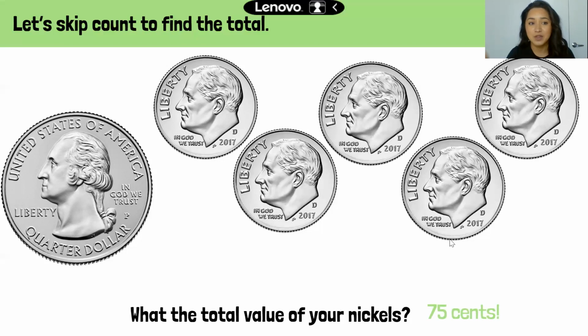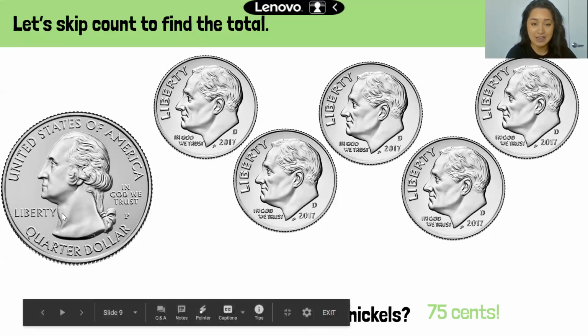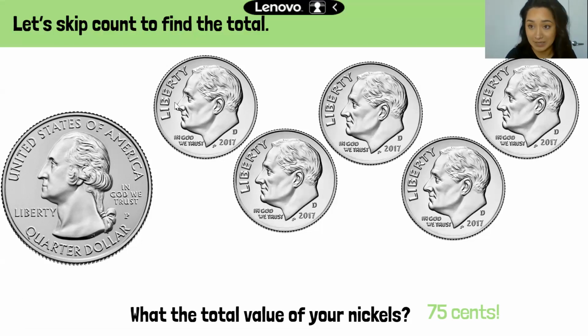So now that we've learned how to skip count, we need to now practice counting on. So we start with one number, just like 25, and we have to count on from that number. So we had 25 plus 10 cents, 25, 35, 45, 55, 65, 75. Counting coins and counting money is always counting on.